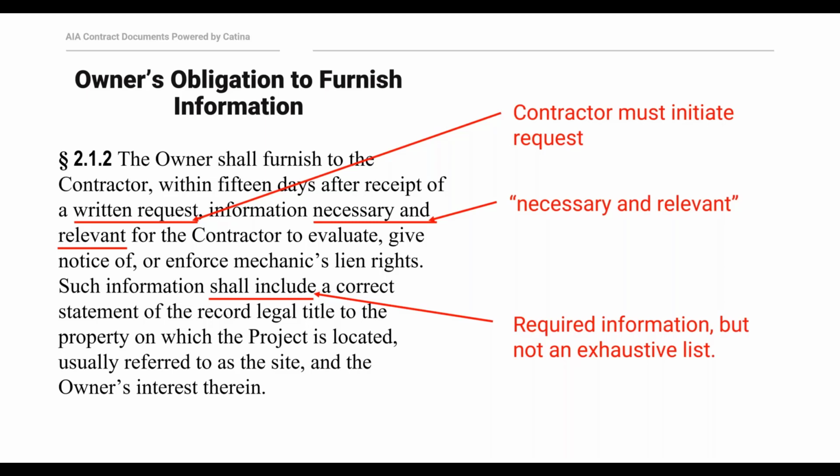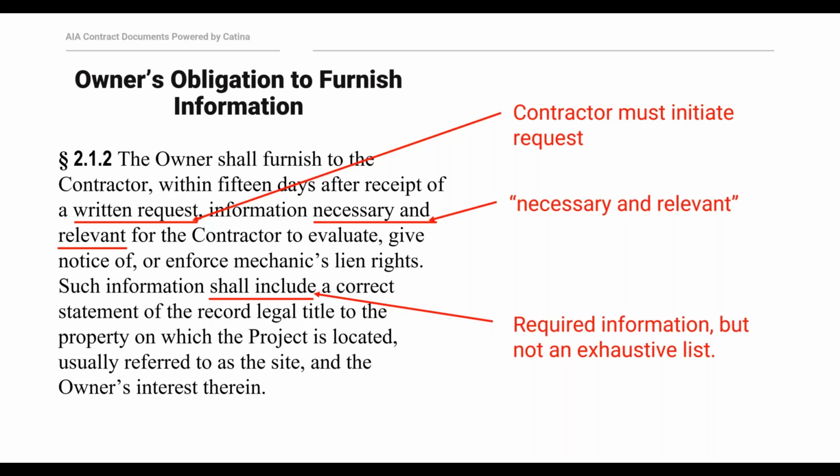In order for a contractor's mechanics lien rights to have any real meaning, the contractor needs certain information from the owner in order to take steps in furtherance of those rights. And section 2.12 of the A201 is the provision that requires the owner to cooperate with the contractor and provide that information. I've highlighted some of the things that I think are important here, but I'll talk about them in a little bit of detail. Notably, the contractor must initiate the request and it must be in writing.